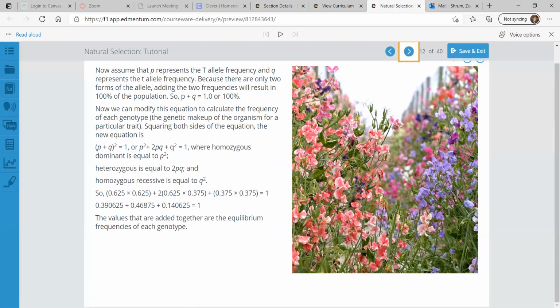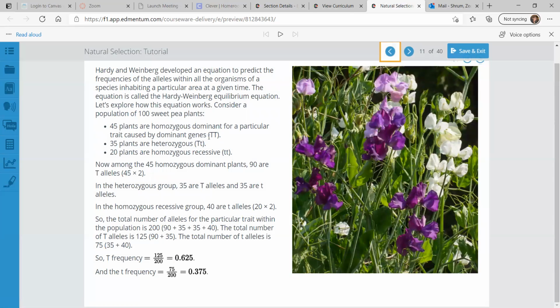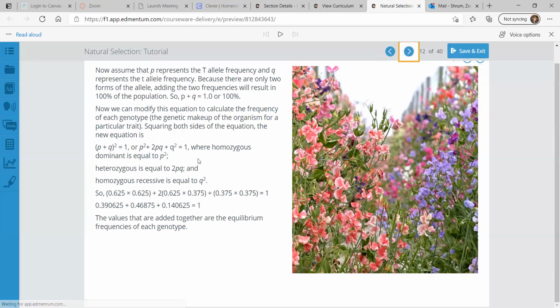Now we can modify this equation to calculate the frequency of each genotype. And the genotype is the genetic makeup of the organism for a particular trait. Squaring both sides of the equation, the new equation is p plus q squared equals 1. And if you factor that out, p squared plus 2pq plus q squared equals 1, where homozygous dominant is equal to p squared. You see how this is starting to look like what we had on the other page. So this can be seen as p squared. This is 2 times p times q, and this is q squared. So p squared is the homozygous dominant, the 2pq is heterozygous, and the homozygous recessive is q squared.